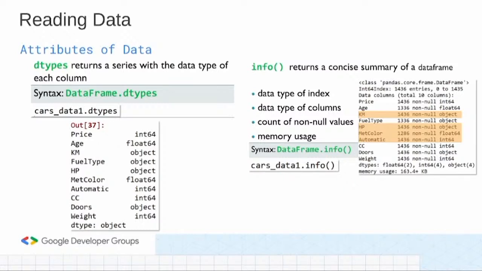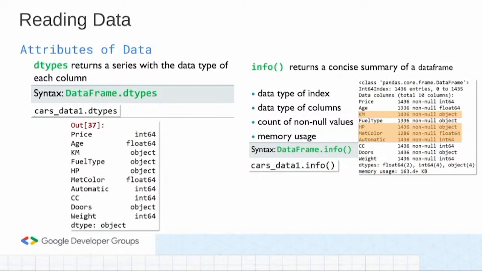So the input would be cars_data1 dot dtypes, where cars_data1 is the data frame that we are looking at, and the output is shown below, where you have multiple variables and, correspondingly, the data type of each variable. When we look at the first variable, price, its data type is int64, which is the desired one, and age is float64, and kilometer has been stored as an object. Similarly, you will be able to check the data type of each variable using dtypes.